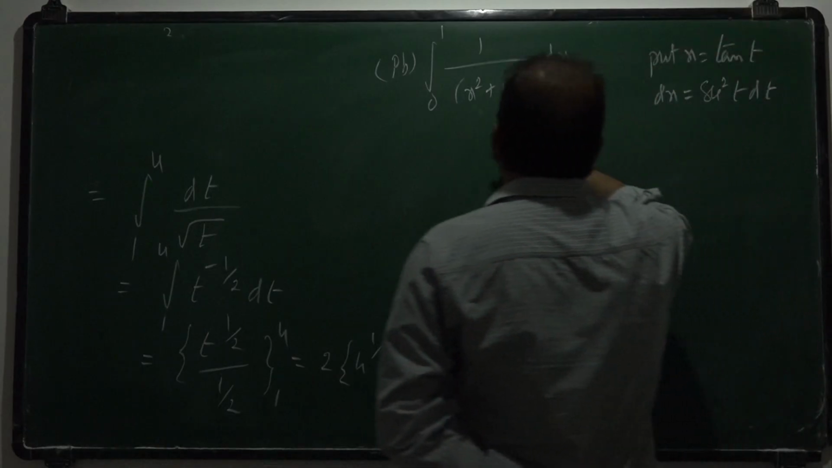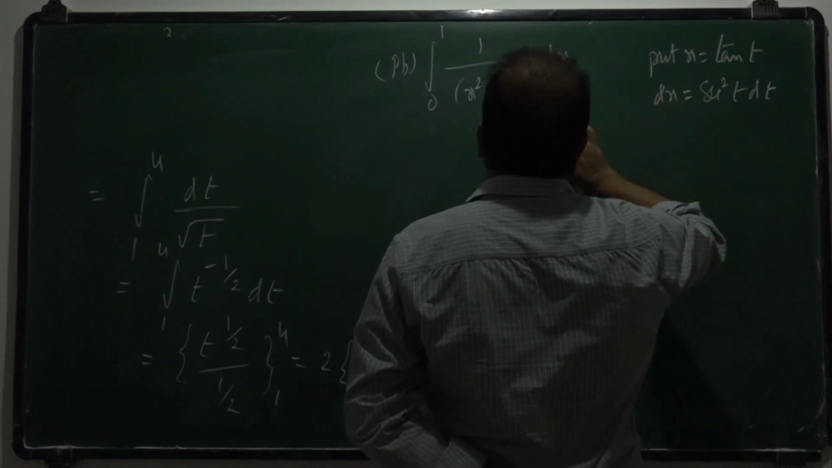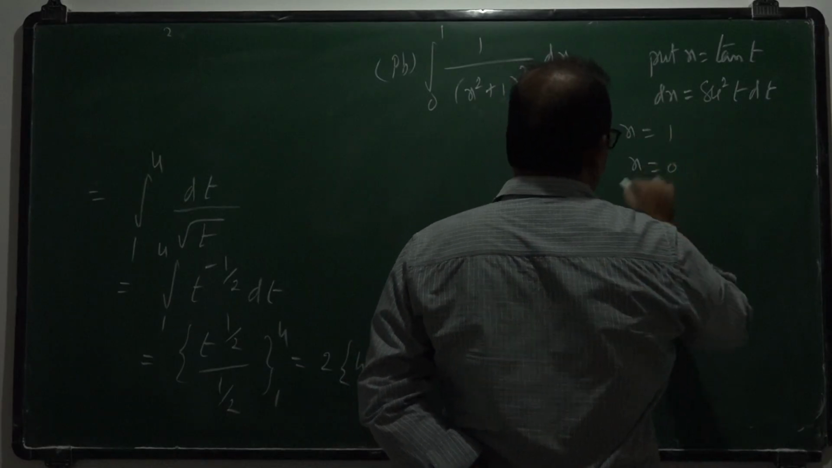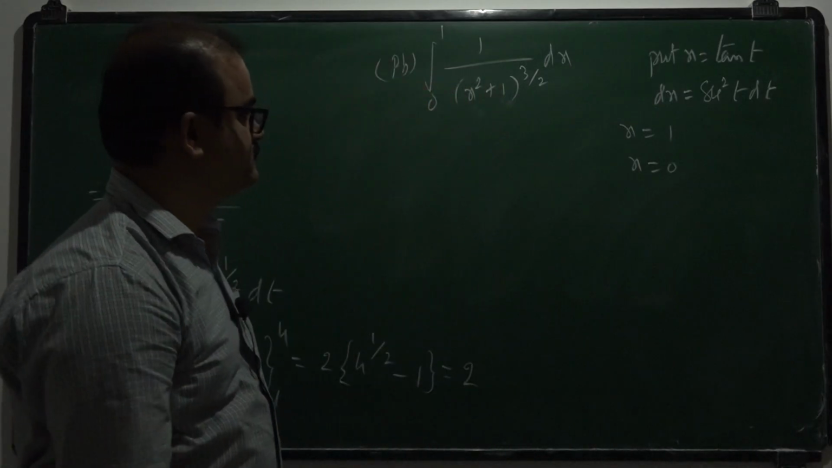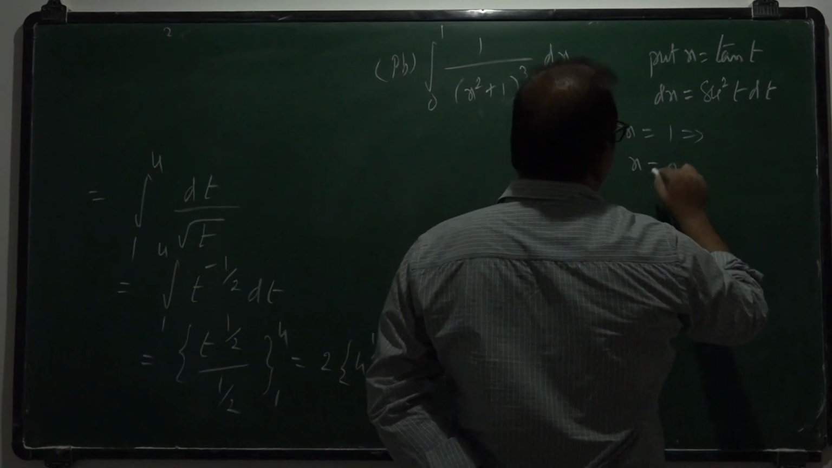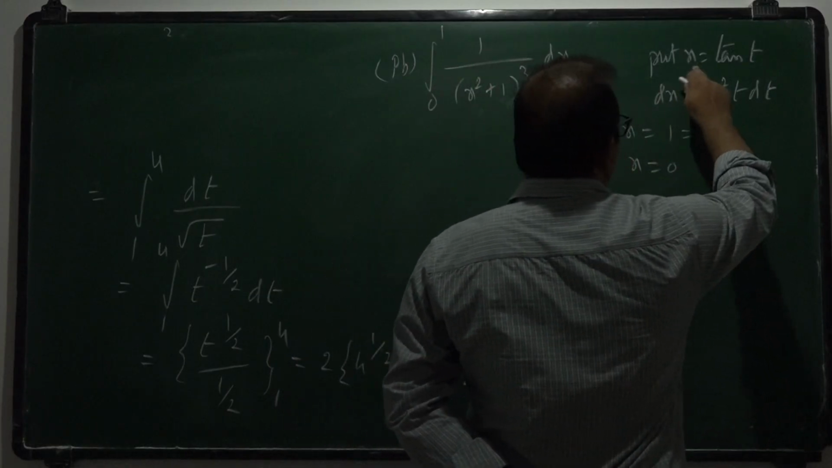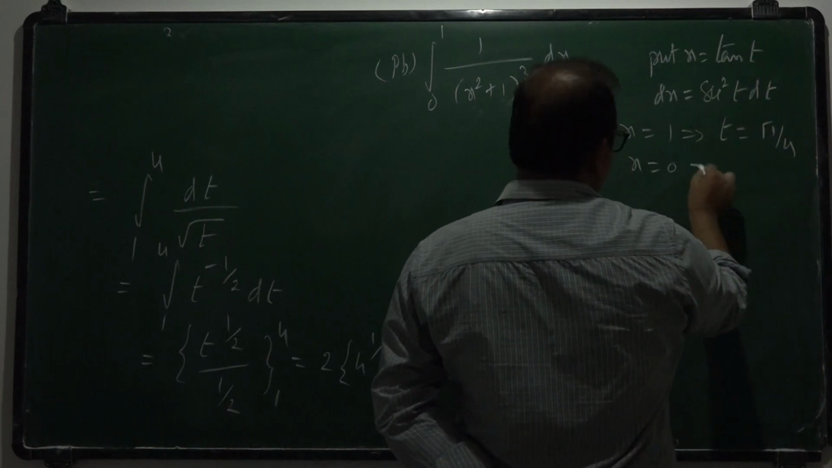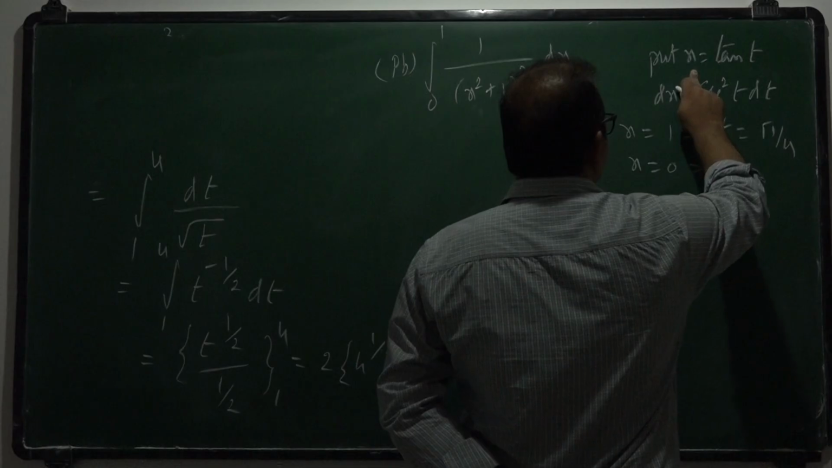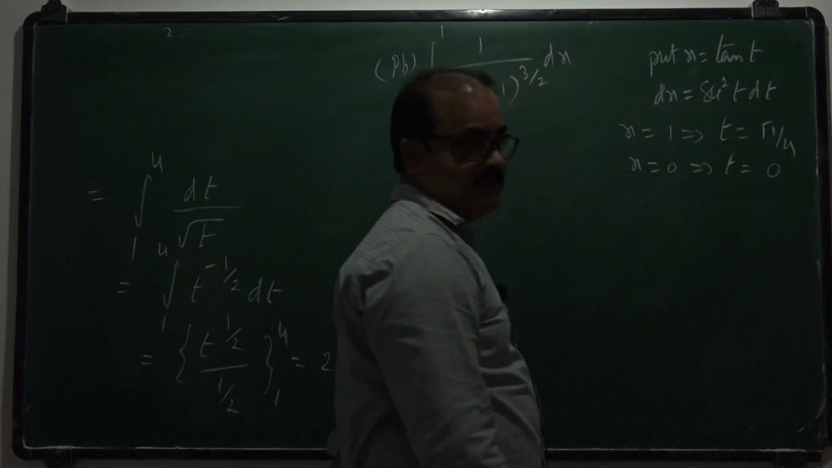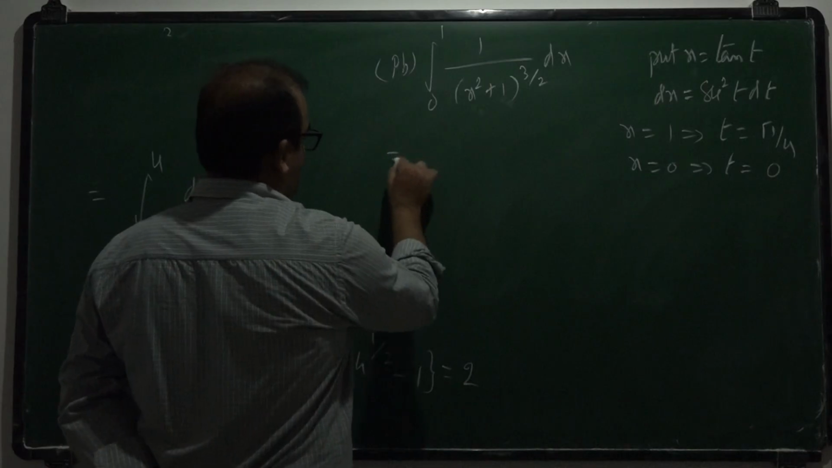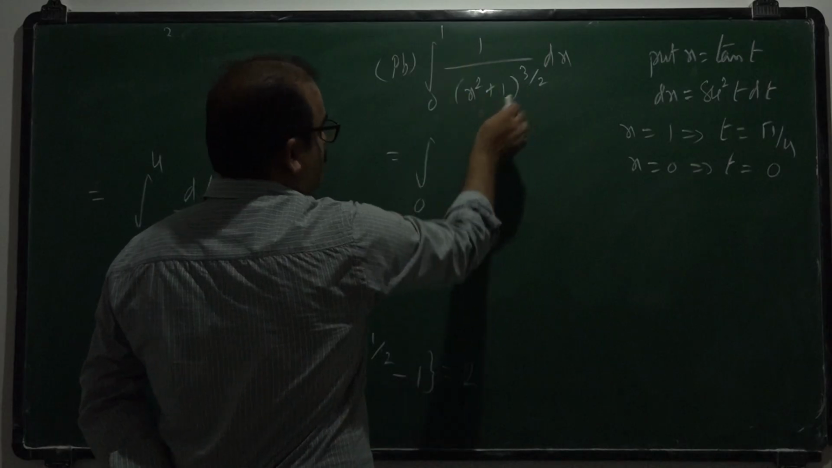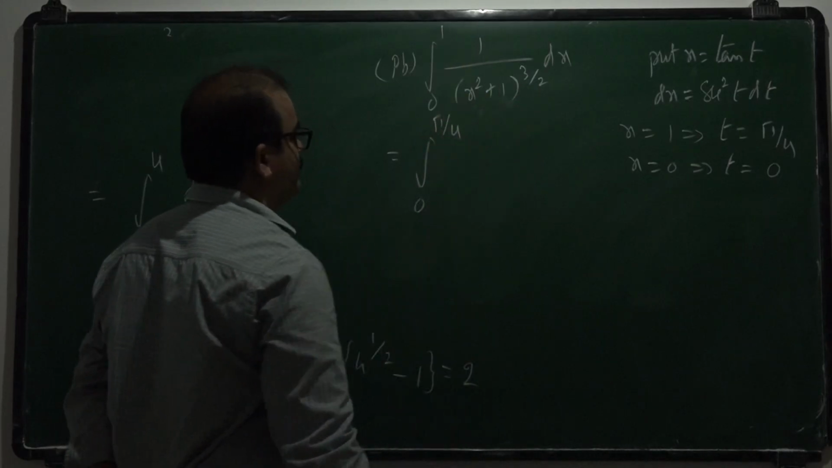Now you change the corresponding limits also. What is the upper limit? x is equal to 1. What is the lower limit? x is equal to 0. Write these limits in terms of t. When x is equal to 1, t is equal to pi by 4. Tan 45 is 1. When x is equal to 0, t is equal to 0. Tan 0 is 0.